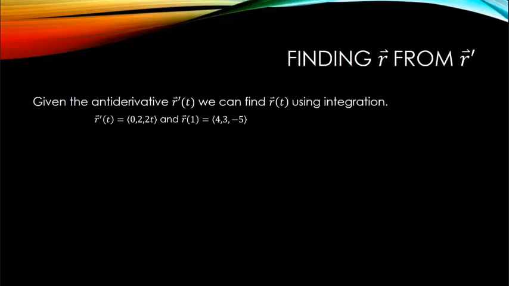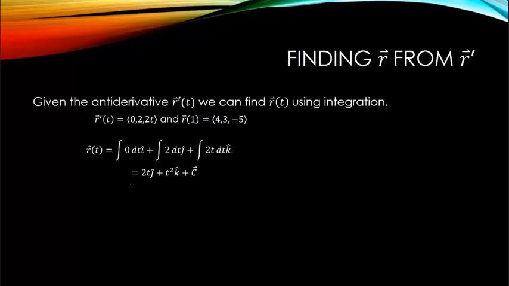Now, if I'm given an antiderivative, r prime of t, I can find the vector-valued function r of t using integration. So here I have r prime of t specified by the components 0, 2, and 2t, and I'm also given a condition that says the vector r evaluated at 1 is equal to the components 4, 3, negative 5. I set up an integration where r of t is going to be equal to the indefinite integral of 0 dt in the i hat direction, plus the indefinite integral 2 dt in the j hat direction, plus the indefinite integral 2t dt in the k hat direction.